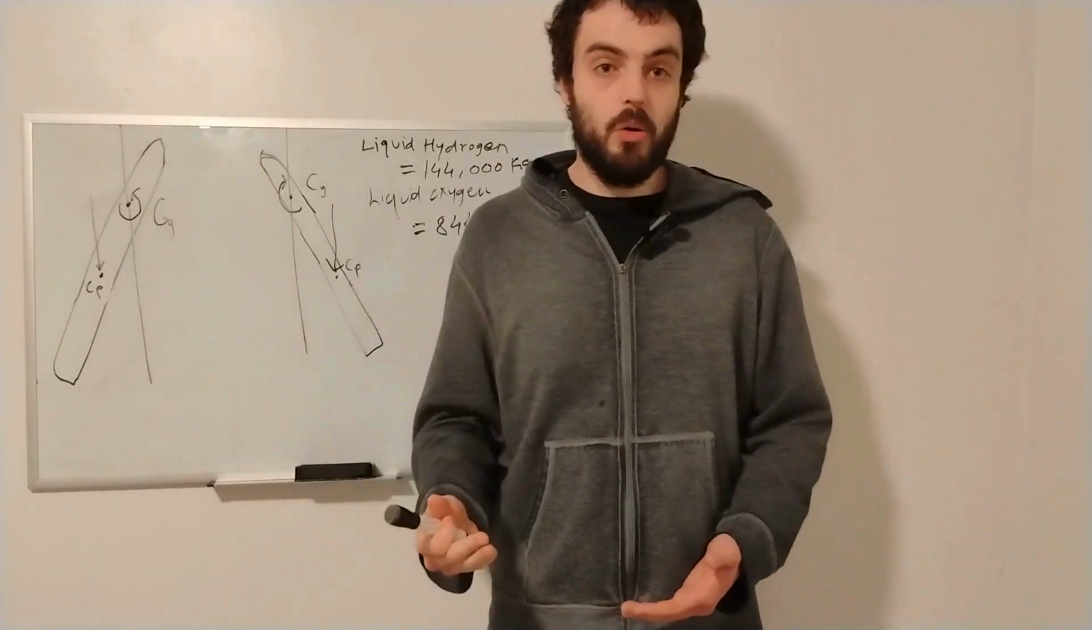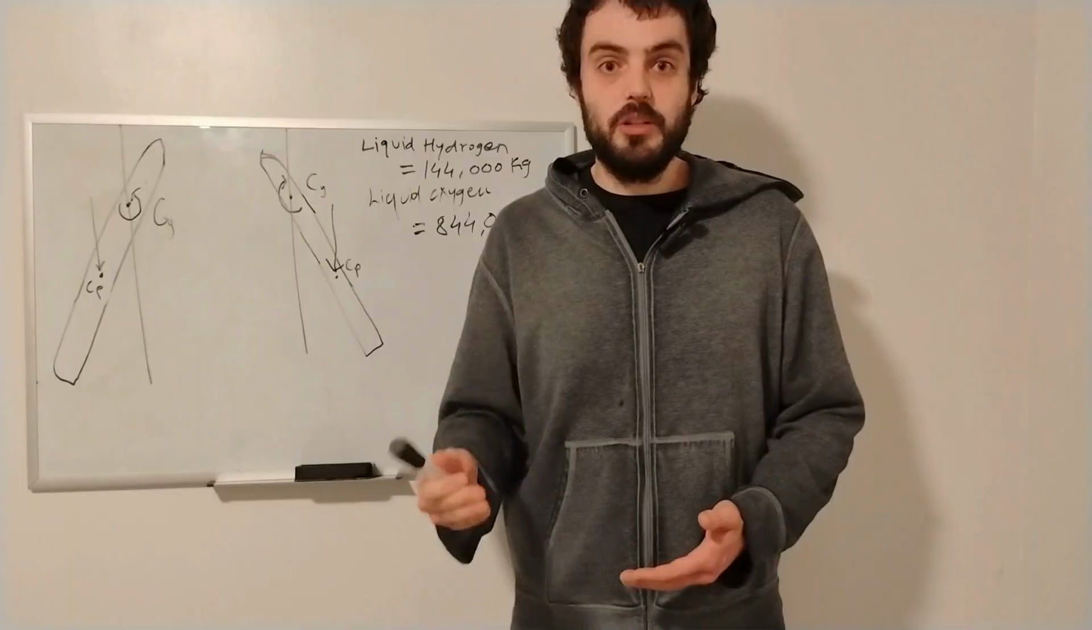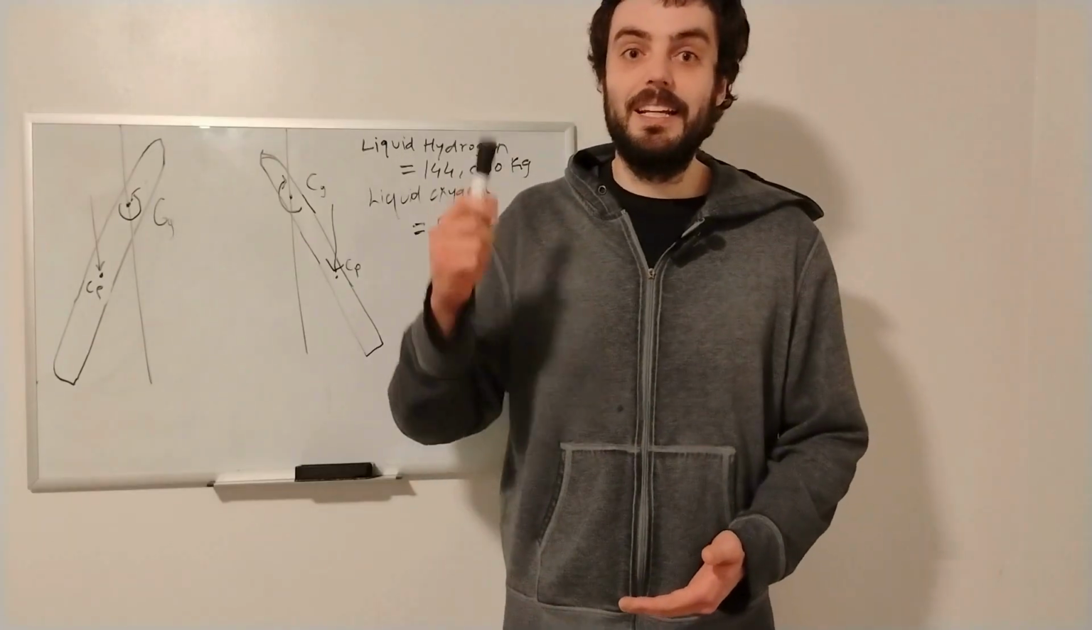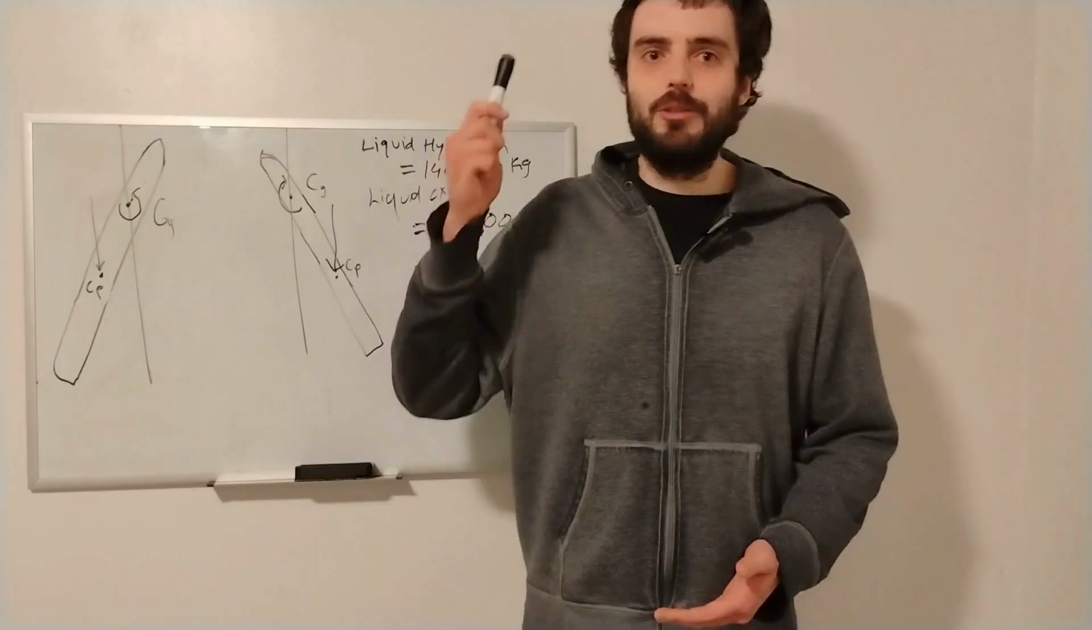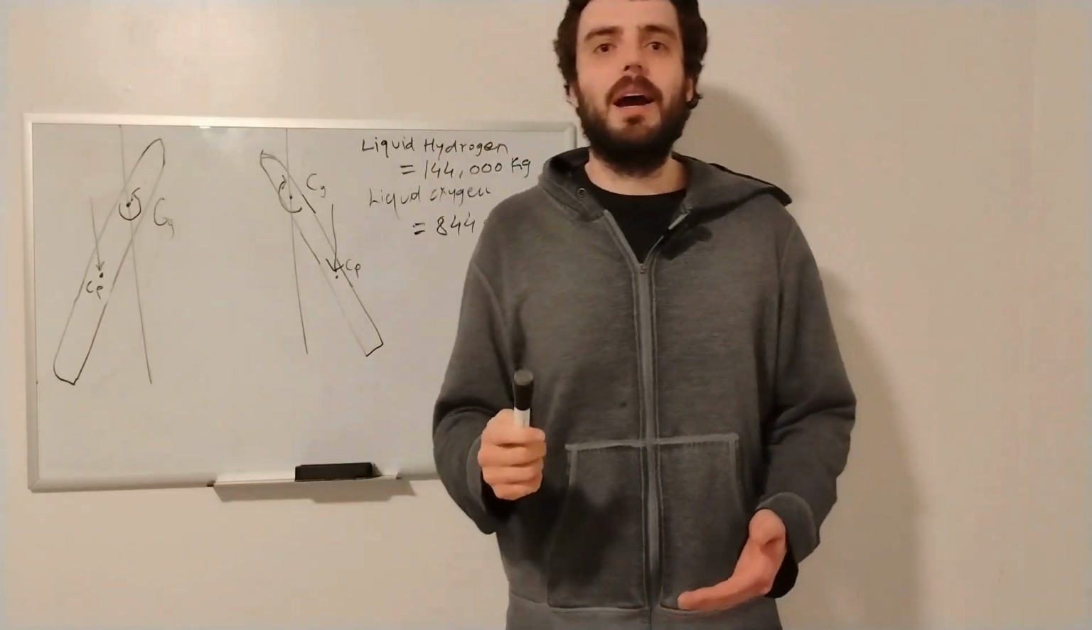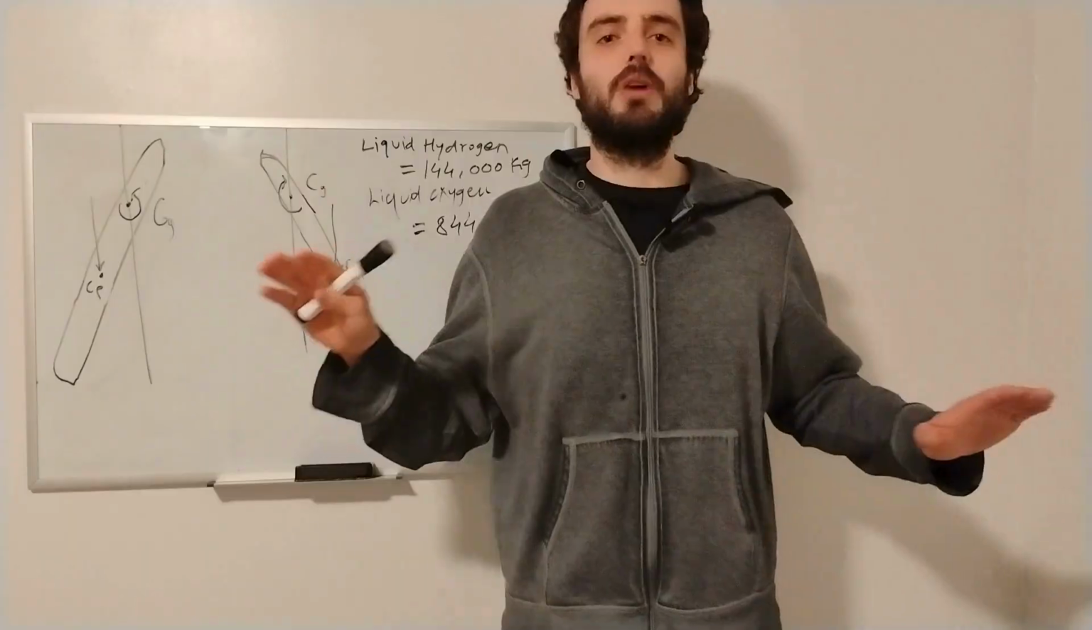So whether it's an arrow or a rocket, having the center of pressure behind the center of gravity grants it inherent stability. Now check out a future video to see how bullets get to break this rule.